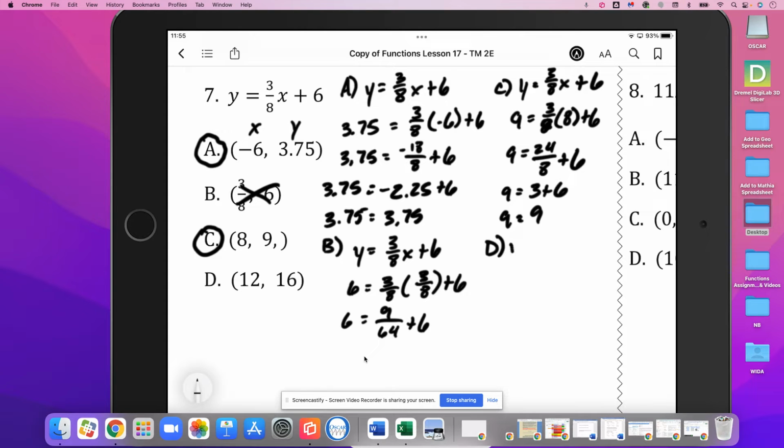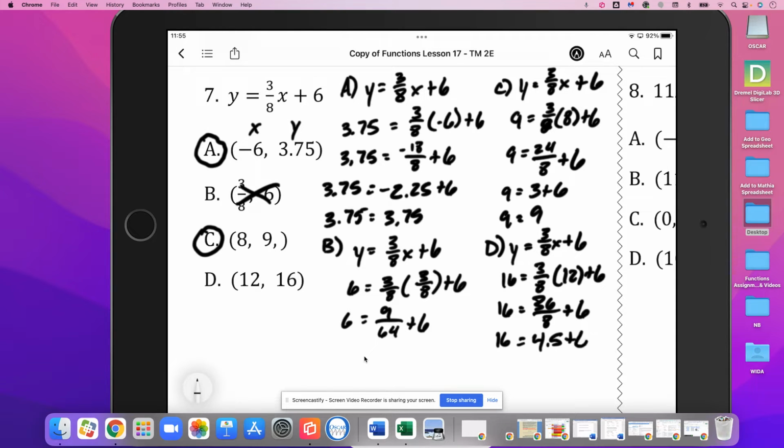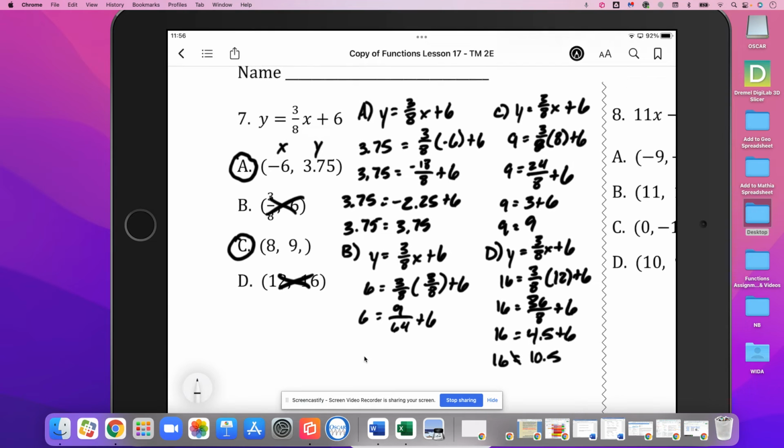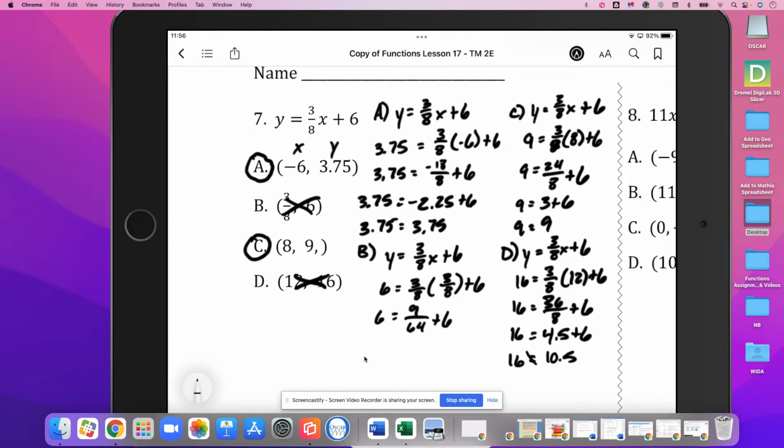Then last one, D, again, y equals 3/8 x plus 6. And we get 16 equals 3/8 times 12 plus 6. So 16 equals 36 over 8 plus 6. And we have 16 is equal to, what is that, 4.5? And so 16 is not equal to 10.5. So D is not a solution. I'll pause here for a moment and then move on to number 8.